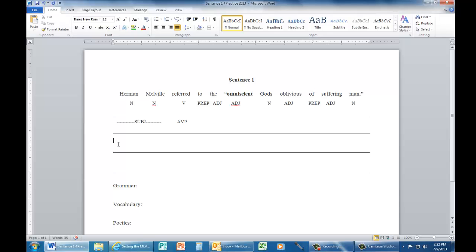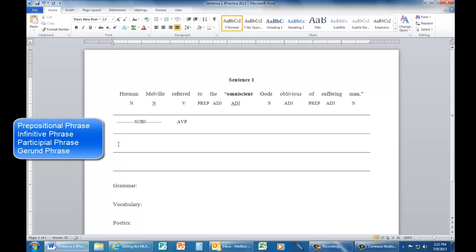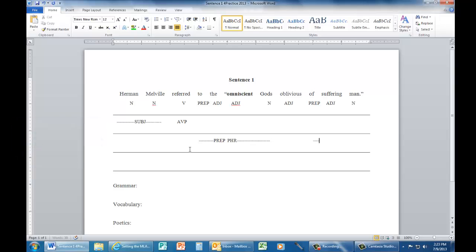The third line will be used to identify any types of phrases. These can include prepositional phrases, infinitive phrases, participial phrases, and gerund phrases. In our case, we have two phrases. The first, and again we will use dotted lines, to the omniscient gods. Notice prepositional phrases start with a preposition and typically end with the object of the preposition, which is a noun or pronoun. And the second one begins with of and ends with man.